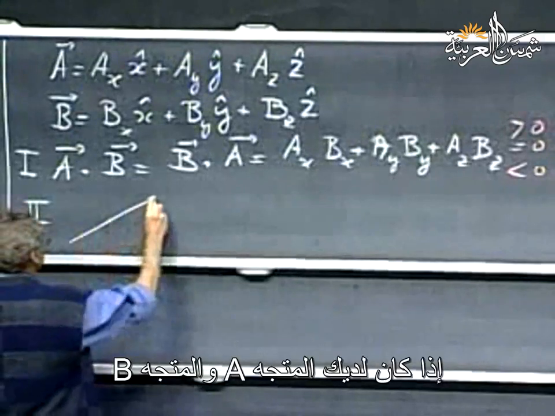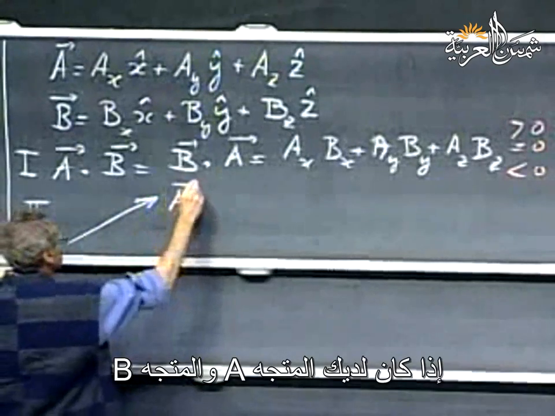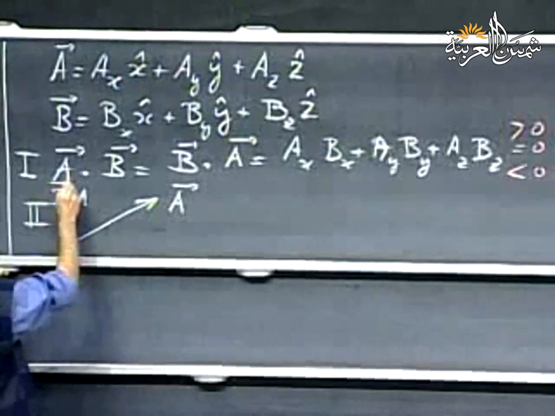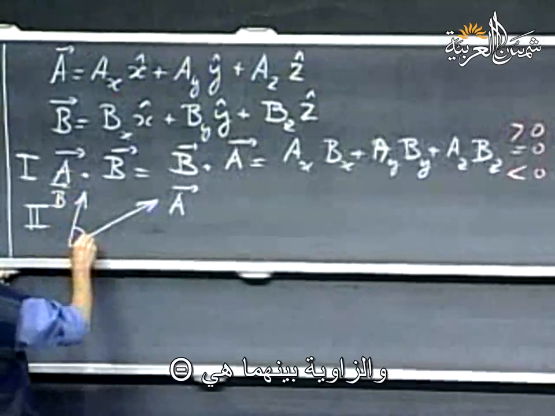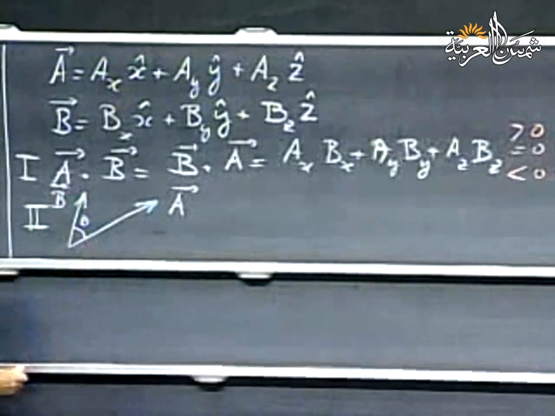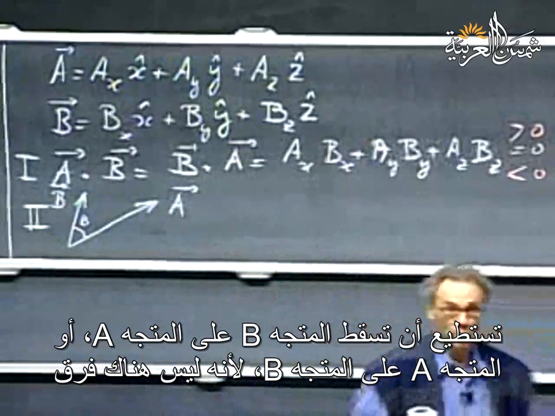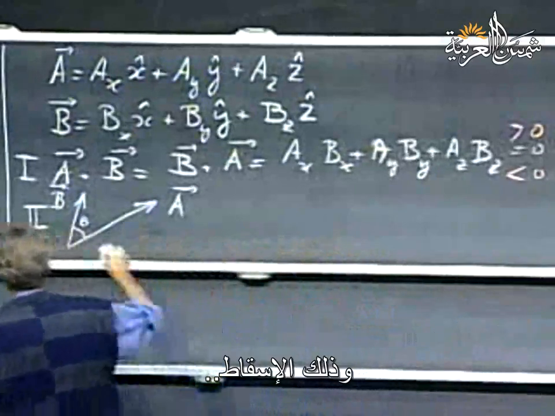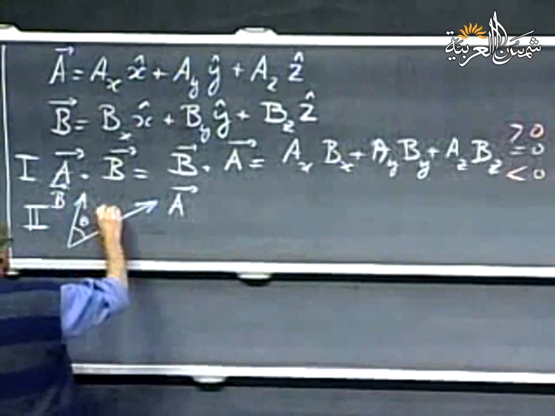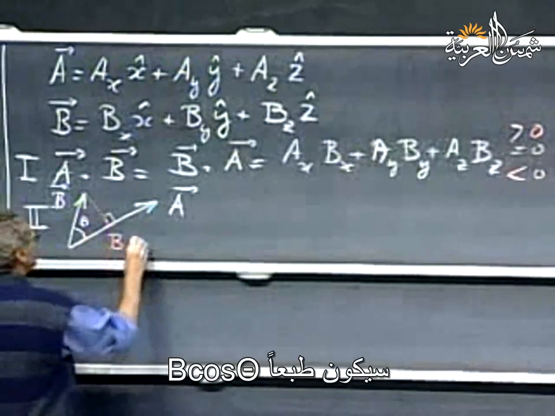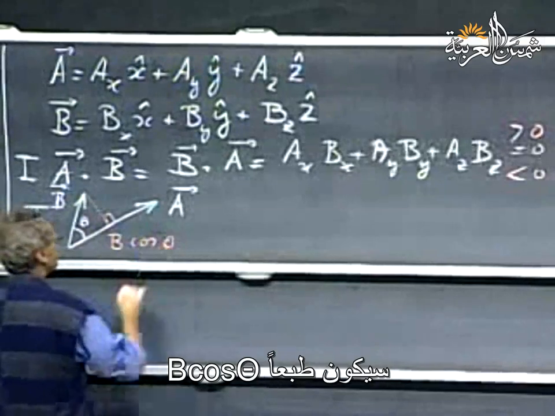If you have a vector A and you have the vector B, and the angle between them is theta, then you can project B on A, or A on B for that matter, it makes no difference, and the length of this projection is then of course B cosine theta.